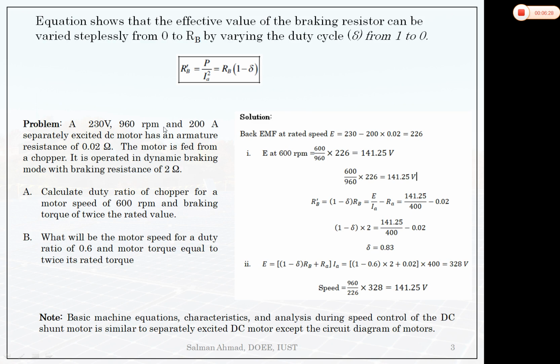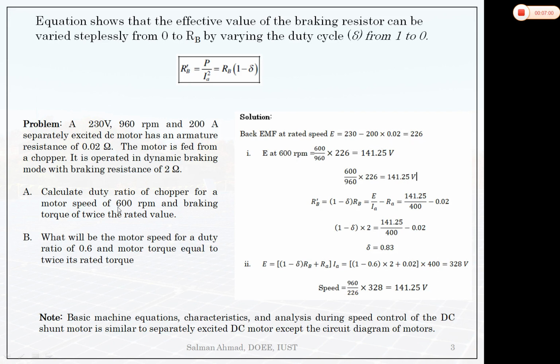Okay. So at 960 rpm, the voltage is 230 volt. So you can see what the back EMF is for 230 volt armature voltage. Back EMF is V minus Ia into Ra. The armature current is 200 and the resistance is 0.02. So back EMF at rated value comes to be 226 volt.